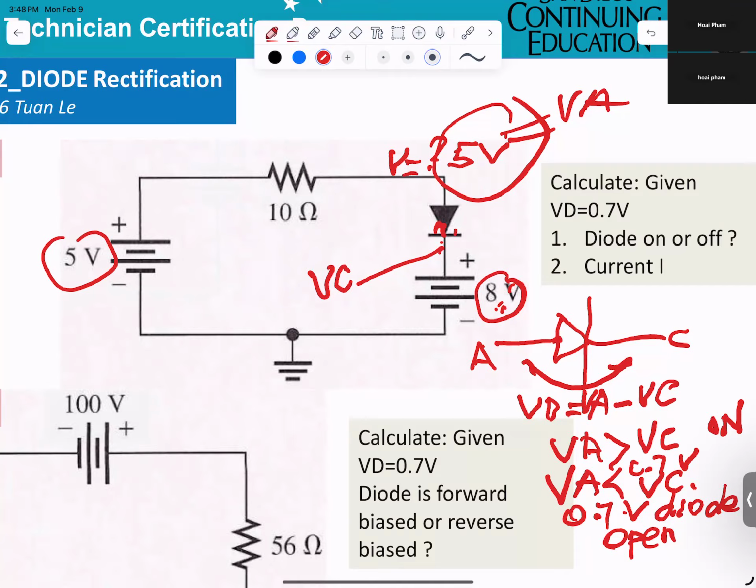If you want it on, that means VA has to be greater than VC by 0.7 volt. But here, one is 5 volt, one is 8 volt, so they cannot be greater than 0.7. So the diode will be off. And the current I here, what does the current equal?